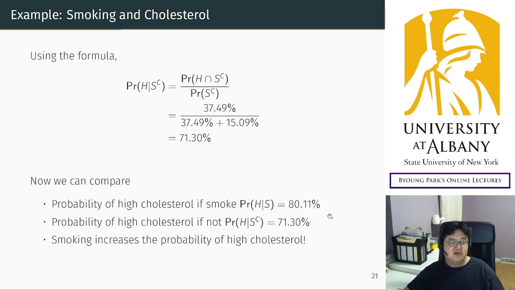Now you can compare the probability of high cholesterol if smoked and if not. By changing the condition, you can compare them, and it looks like smoking increases the risk of high cholesterol. But it's not a medical conclusion. It's just an example with real data. There are a lot of complicated theories and a lot of things to consider here. But assuming the simplest possible scenario, it looks like there is a clear difference.